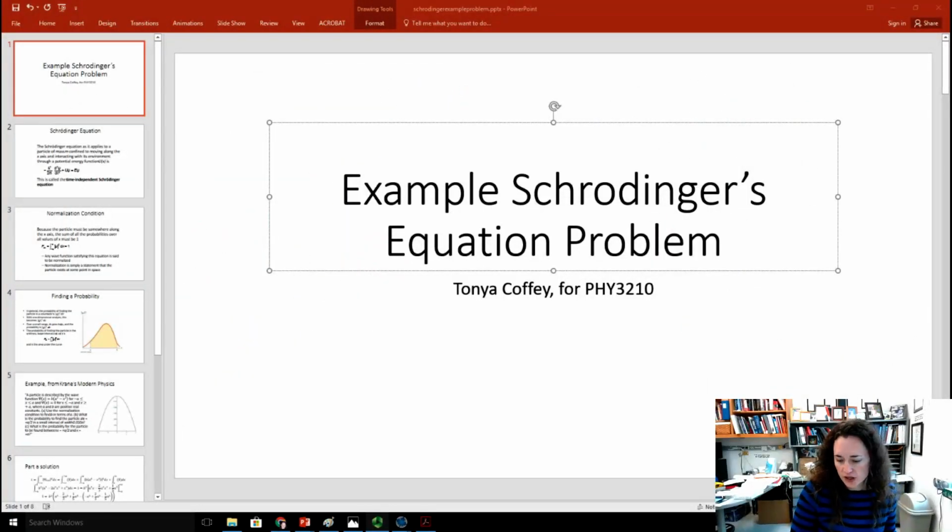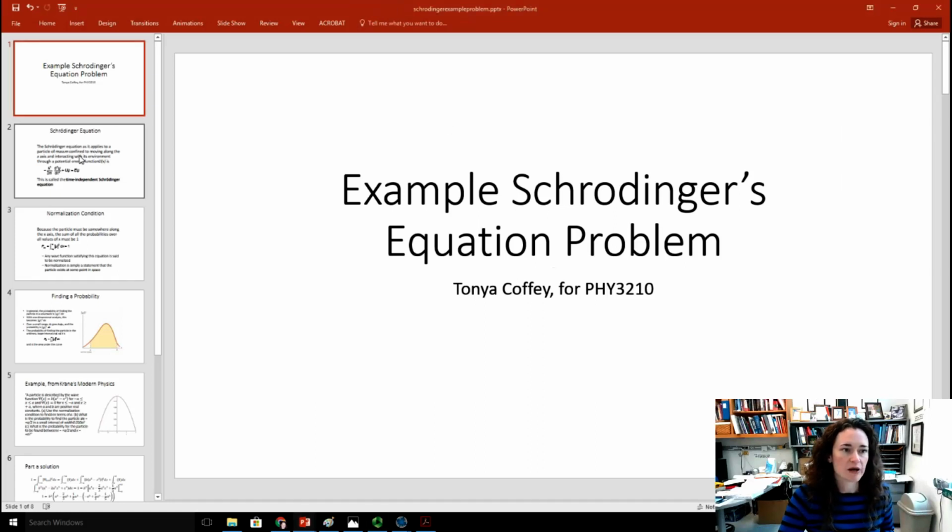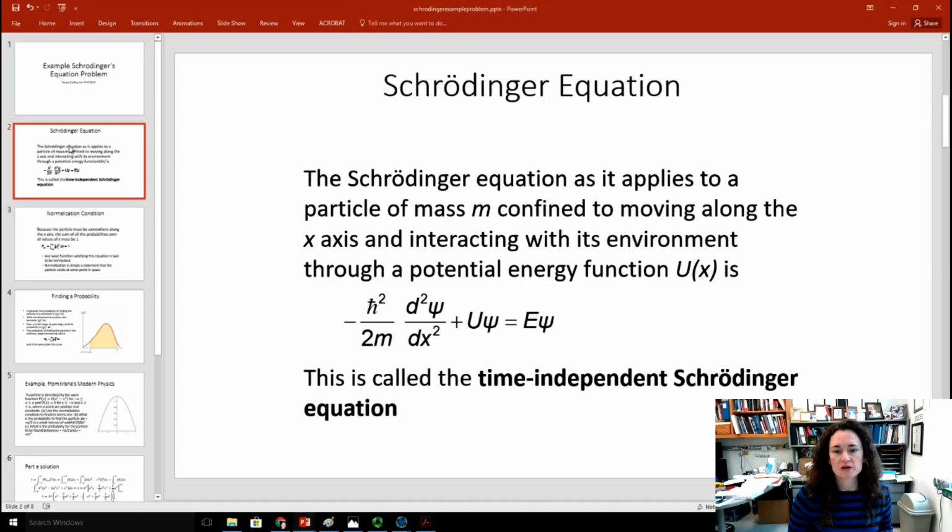So I thought I'd work an example problem for you, applying some of the knowledge that we've learned about Schrödinger's equation and the probabilities and the normalization condition, so that you could help do your homework. To remind you, we talked about the one-dimensional time-independent Schrödinger equation, and in this introductory modern physics class, that's pretty much all we're really going to be doing, full solutions like this one.